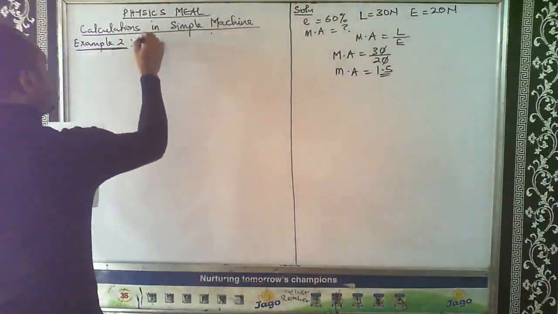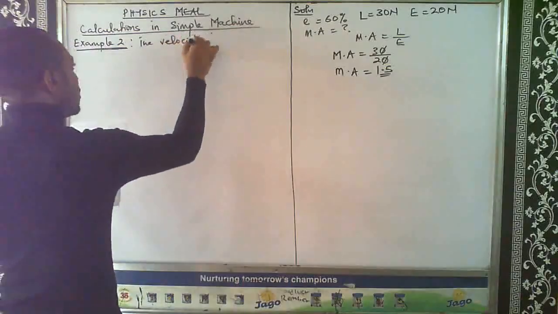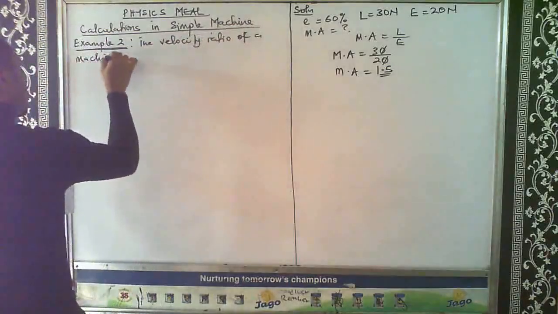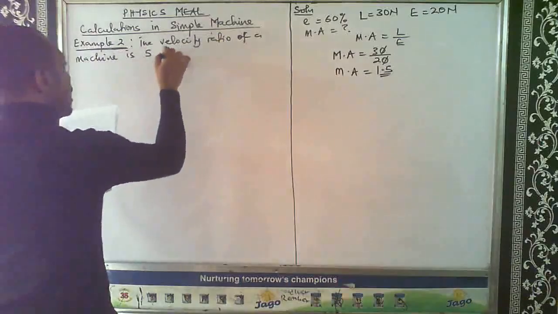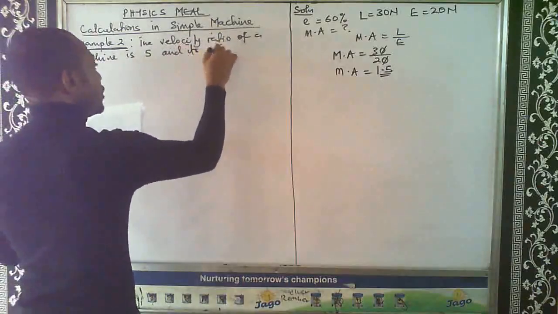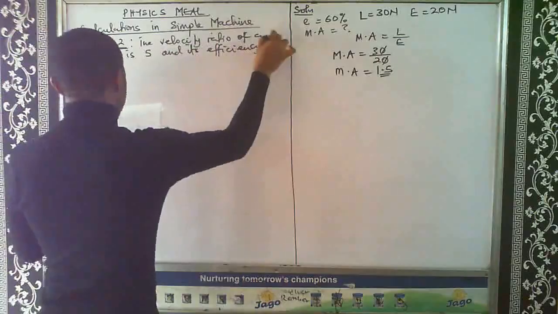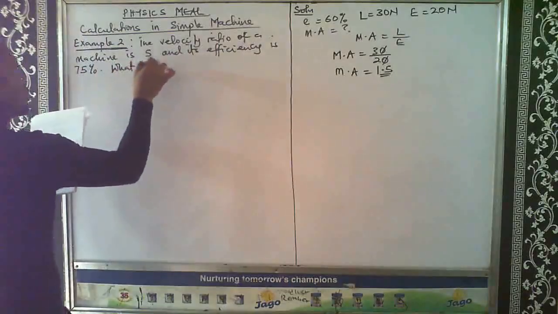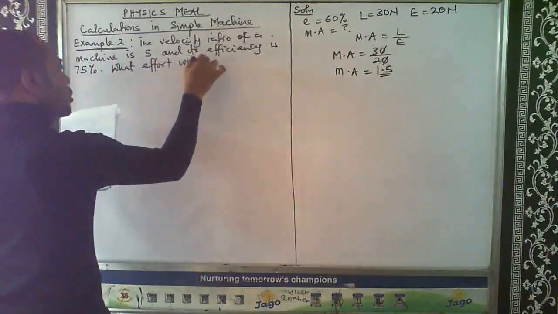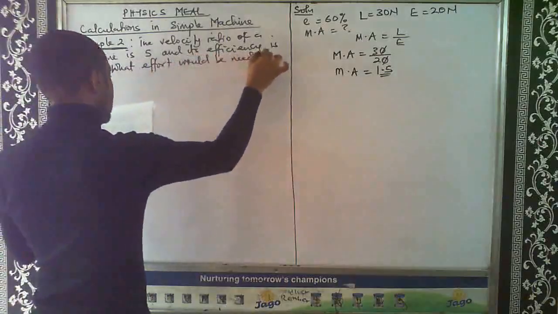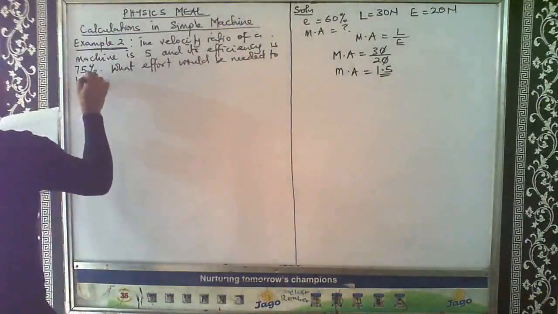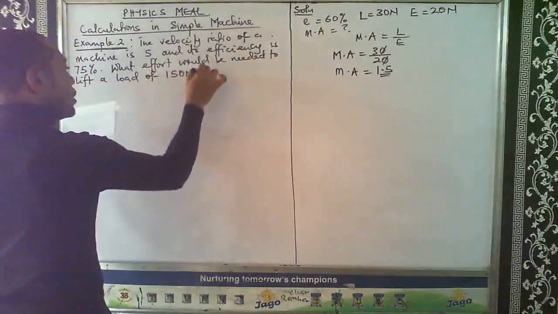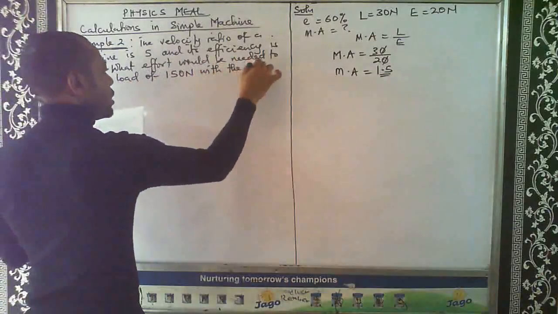Let's say the velocity ratio of a machine is 5 and its efficiency is 75%. What effort would be needed to lift a load of 150 Newton with the machine?